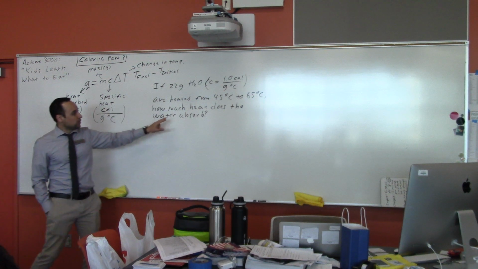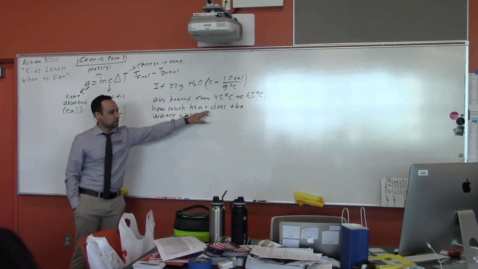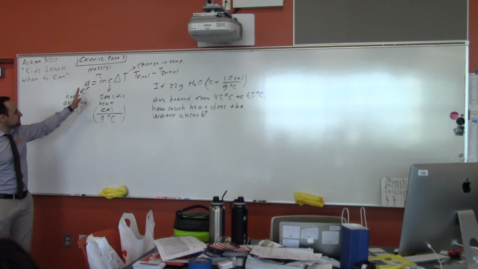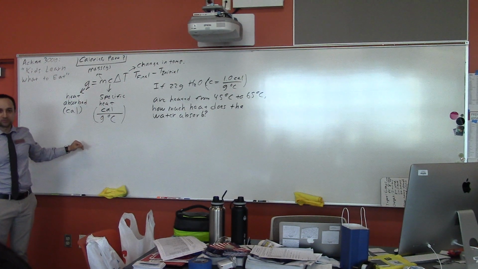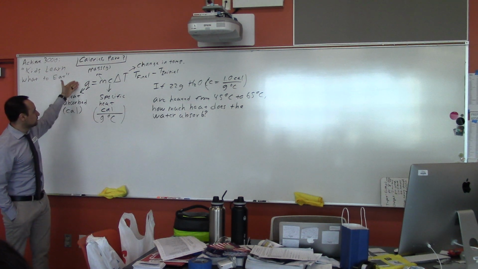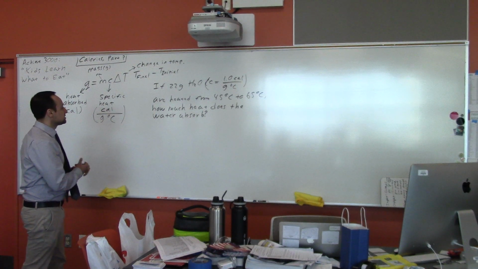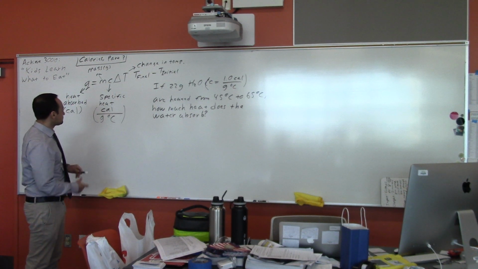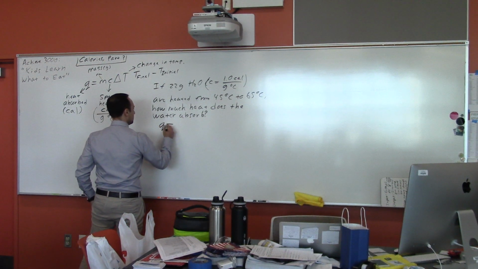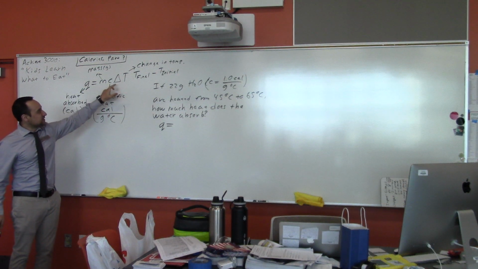So, what is the question part of this question asking? How much heat does the water absorb? Which part of this equation is the heat absorption part? Q. So this question asks us to solve for Q. So we're solving for Q, and you say to yourself, Q equals what? MC delta T.